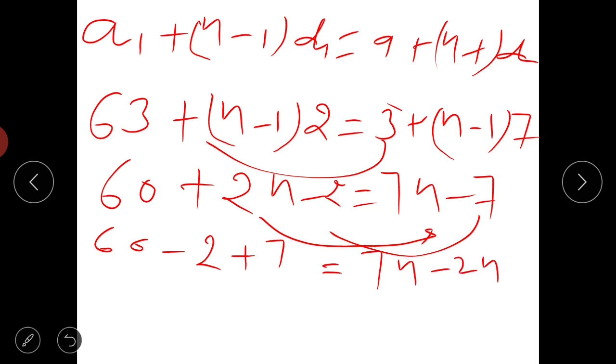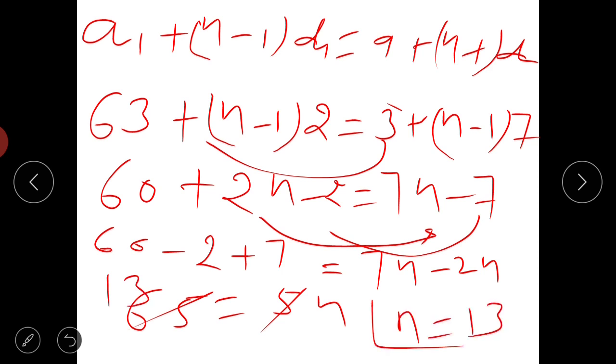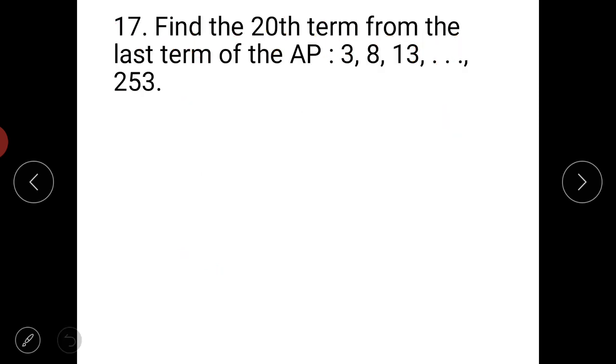It means 60 minus 2 is 58, plus 7 is 65, that equals 5n. We cancel out, and 13 fives are 65, so the value is 13. So for n equal to 13, the nth terms of both these APs are equal. Let's do the next question.